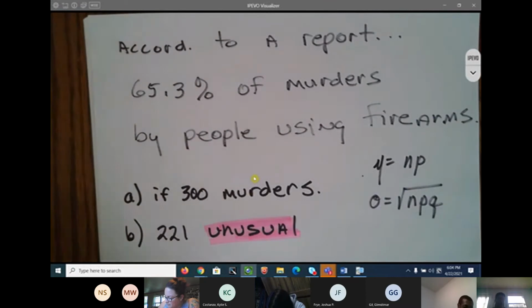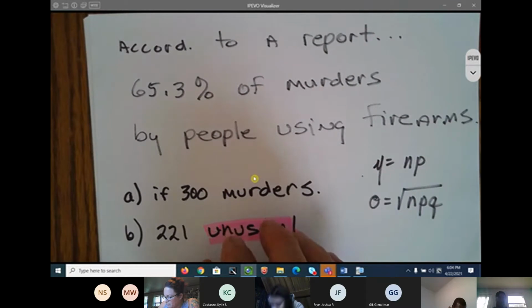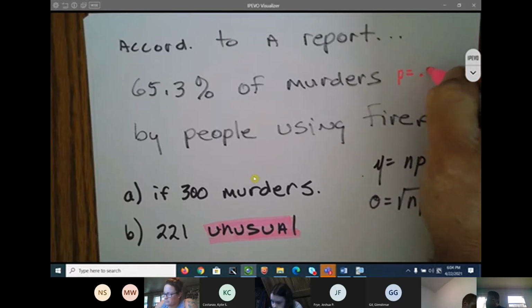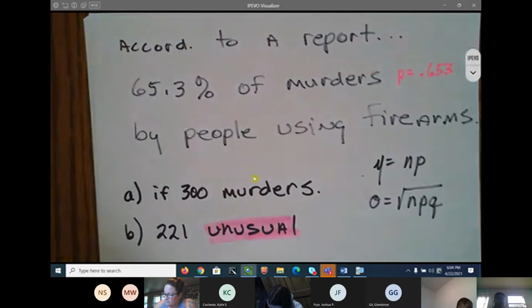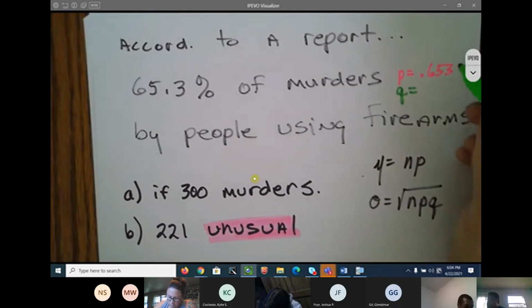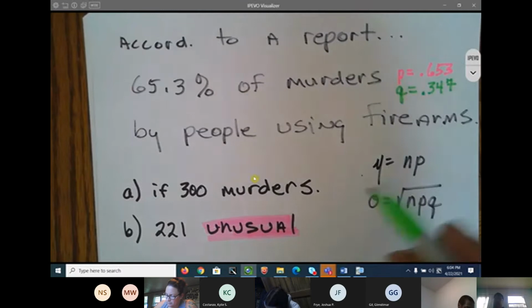So I'm going to go back up to the question, and I'm going to put right here, P is equal to 0.653. So I want somebody to take your calculator and tell me what Q is. I'm going to make Q green because it's the complement. So somebody take your calculator. I could do it in my head, but I'm going to let you do it on the calculator. 0.347. 347? Yeah. All right, so there's your two numbers right there.